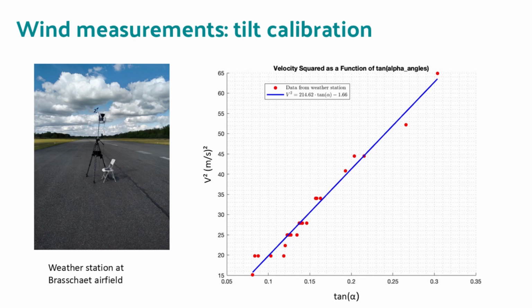To calibrate this method, we flew the drone next to a weather station for a period of time and recorded both the actual wind speed and the drone's tilt angles. By analyzing this data, one can find a clear linear relationship between the tangent of the tilt angle and the square of the wind speed, at least for the range of wind speeds that we measured that day. So this provides a practical way to estimate wind conditions without needing an onboard anemometer.